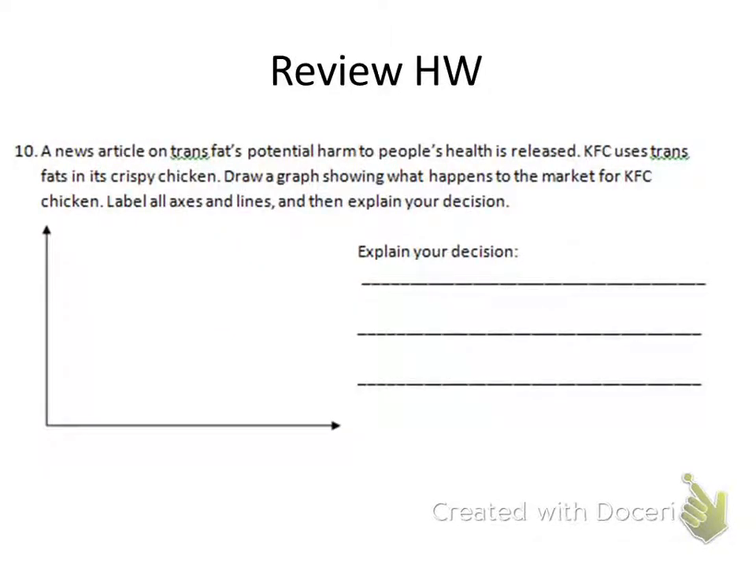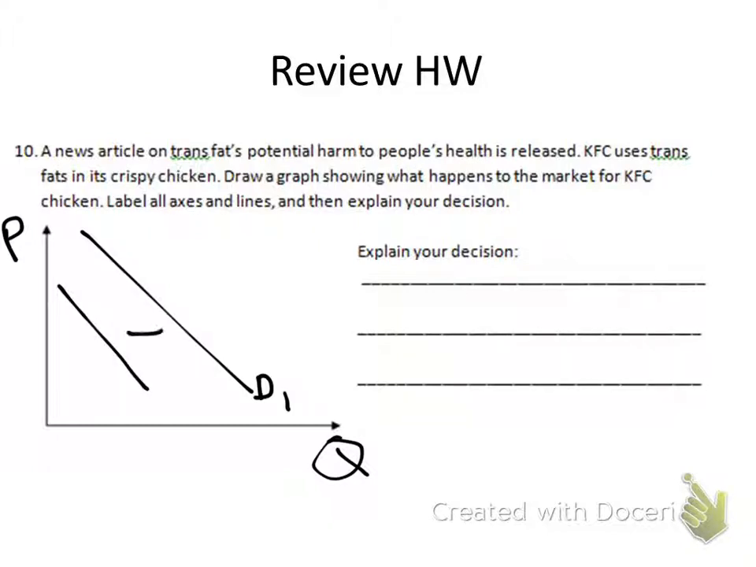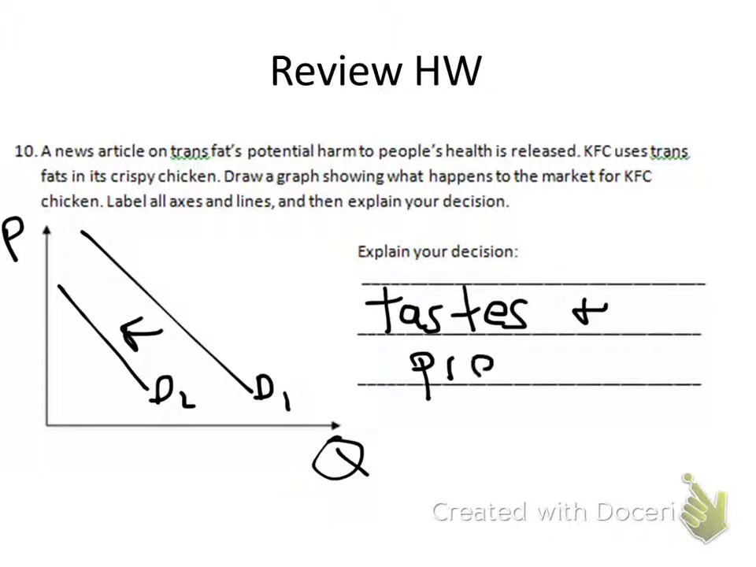The last homework problem was a review of demand shifters, and we set up our graph the same way, draw our demand curve, and this one we're talking about trans fats and KFC using trans fats to produce its chicken. People are not going to want to buy as much. So we're going to have a shift to the right, and the reason is because of consumers' tastes and preferences. So that's a review of the work that we've done so far. You should be up to speed, feeling pretty good about that.